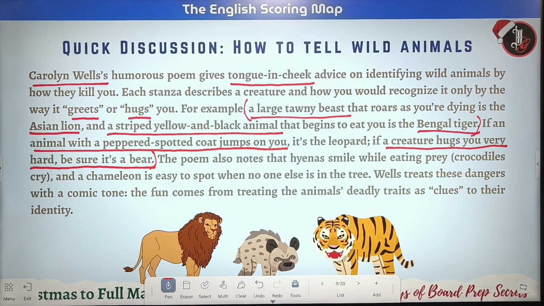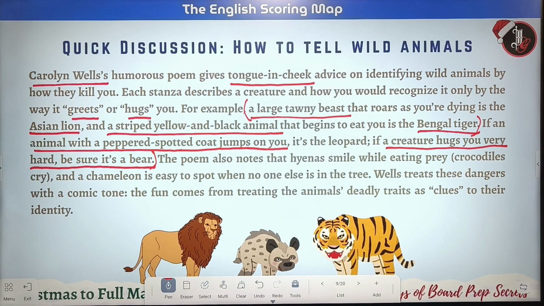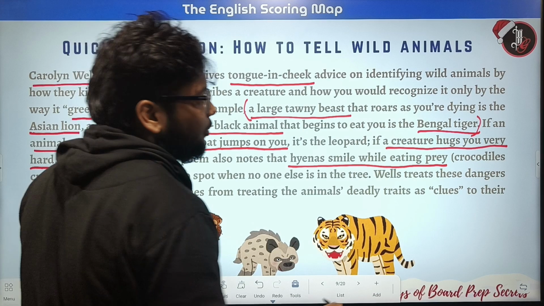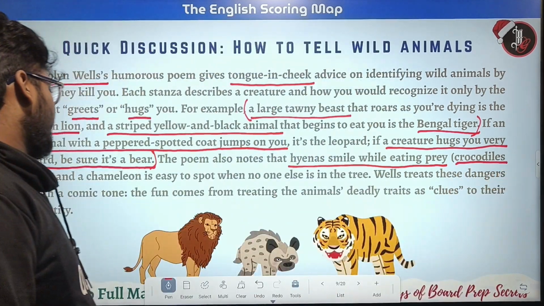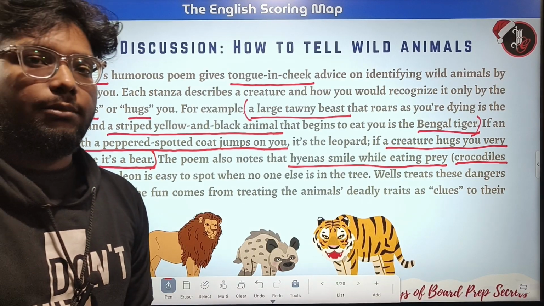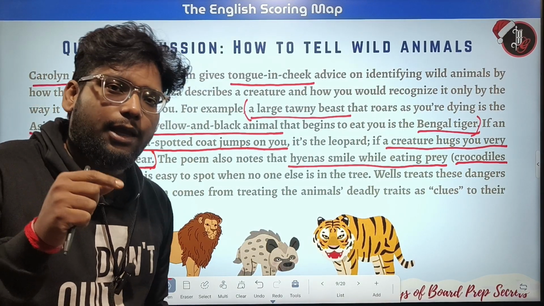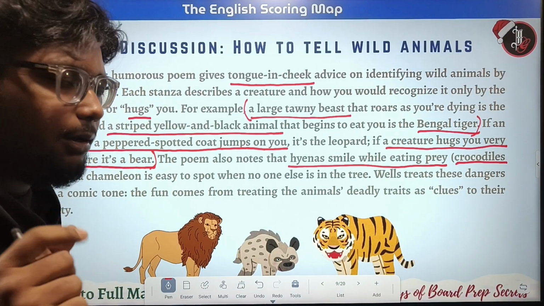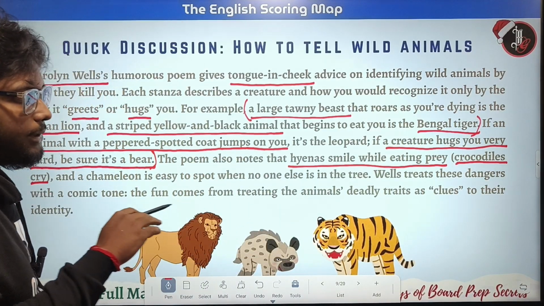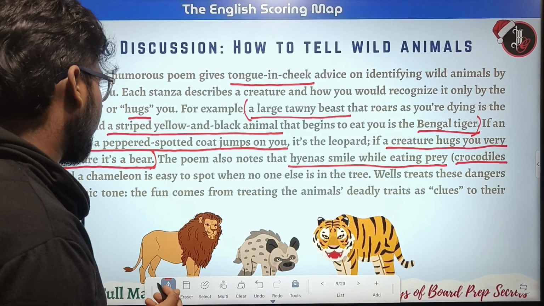Now, the poem also notes that hyenas smile while eating prey, like crocodiles that cry. Crocodile cry is also an idiom. It means a fake cry, that you are faking your tears. That's called a crocodile cry. So the hyena's smile is compared to the crocodile's cry, which is a fake cry or fake melancholy, whatever it is.